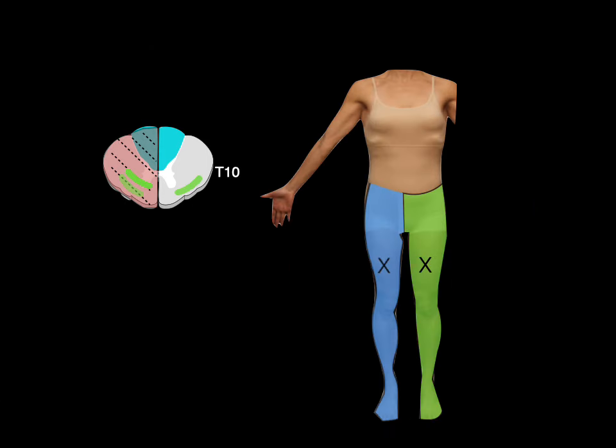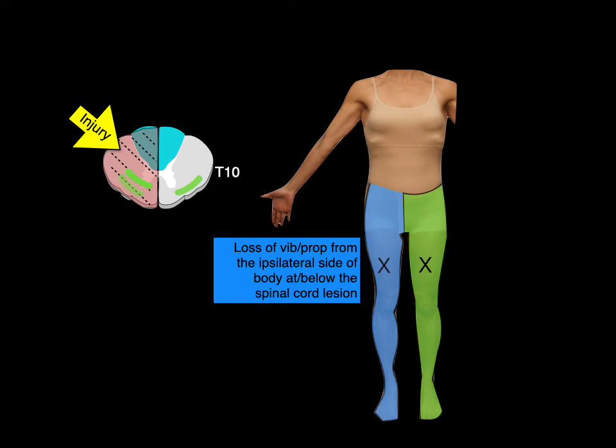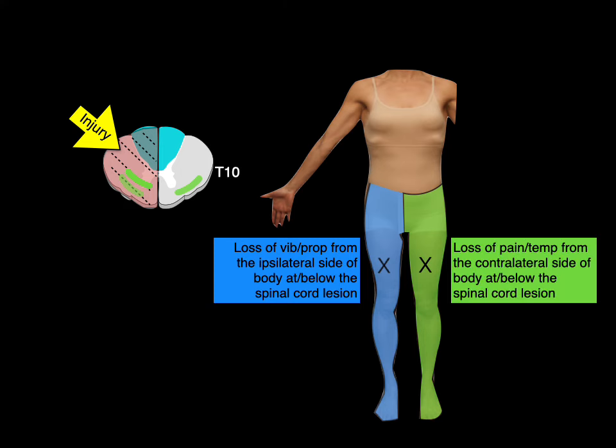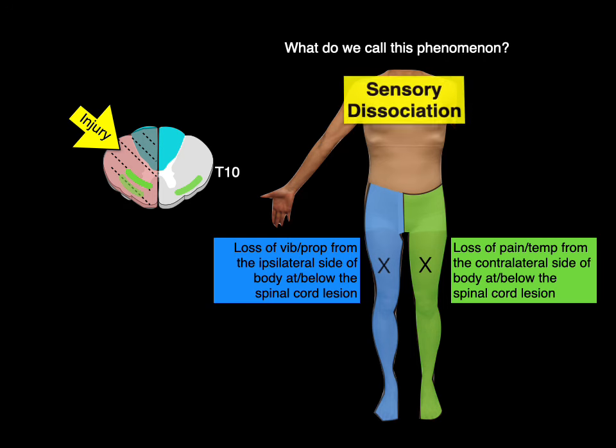Okay, injured spinal cord. Now, what we're going to see in this case with a hemicord or Brown-Séquard syndrome is the injury is on half the spinal cord. So they will have loss of vibration and proprioception from the ipsilateral side of the body at and below the spinal cord lesion. However, they'll also have loss of pain and temperature from the contralateral side of the body at and below the spinal cord lesion. And what do we call this phenomenon? Sensory dissociation. Remember we talked about that before? Okay, let's do one more example.